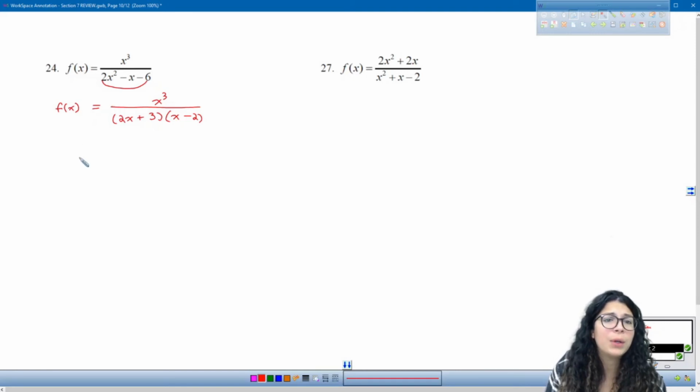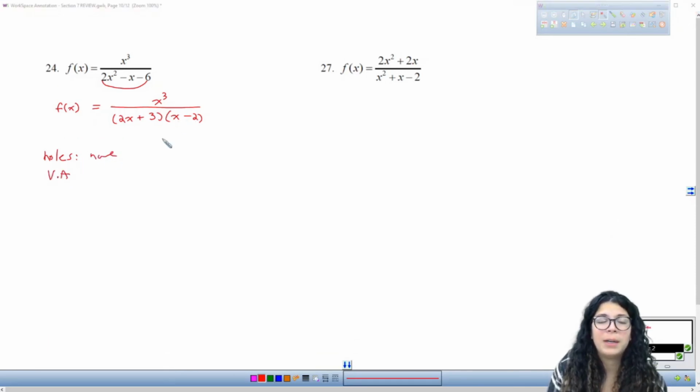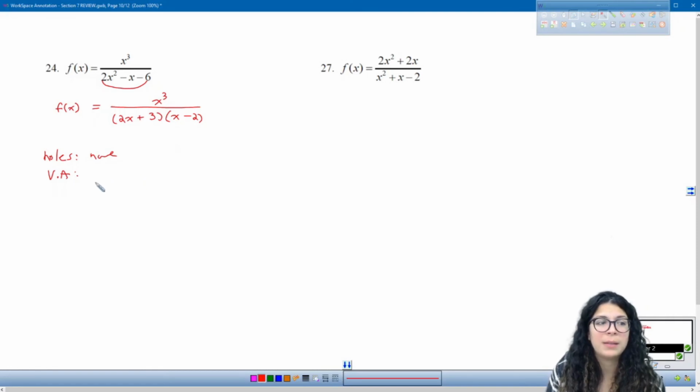Now, if you notice, none of those cancel, so there are no holes. And both of these denominators are remaining, which means that there are 2 vertical asymptotes. One's at x equals negative 3 over 2. The other one's at x equals positive 2.